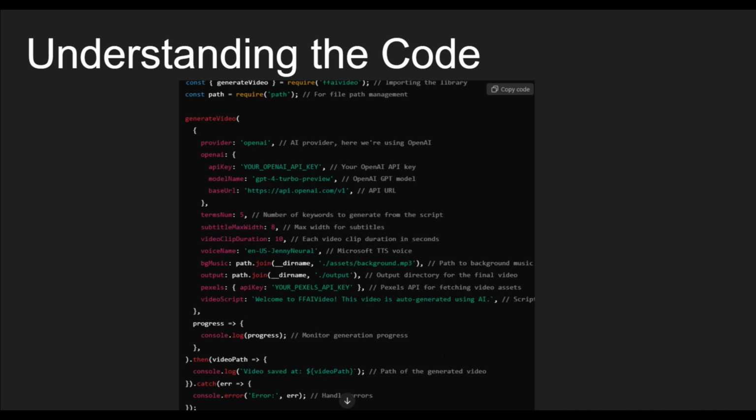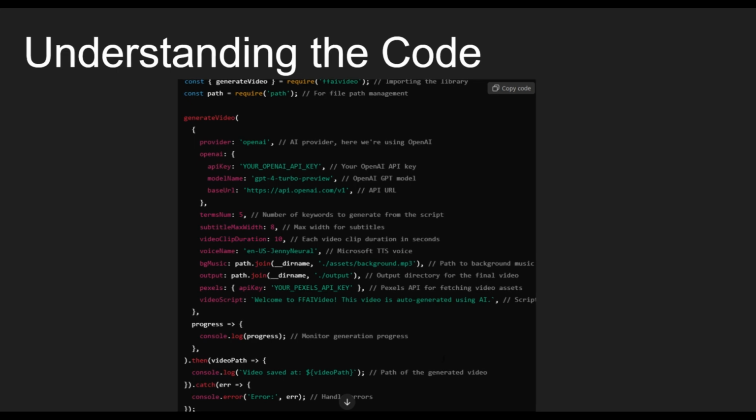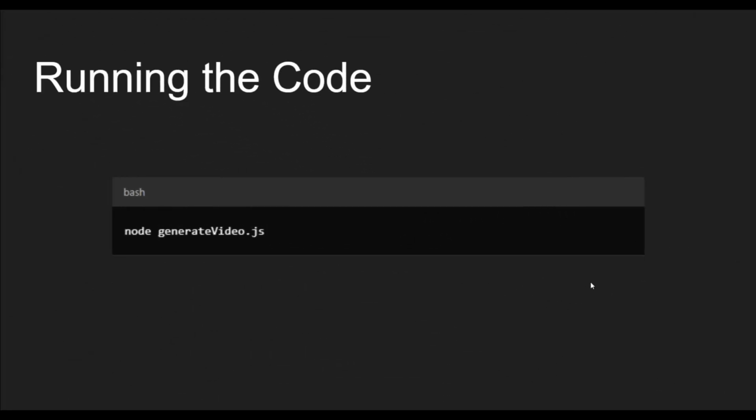Next, the video script. This script is a simple text input that drives everything. The AI analyzes it to create a video. Then callbacks: the progress callback logs the progress of the video generation. Once completed, the video path is returned. Now after this, we just need to type node generate video.js to run the code.